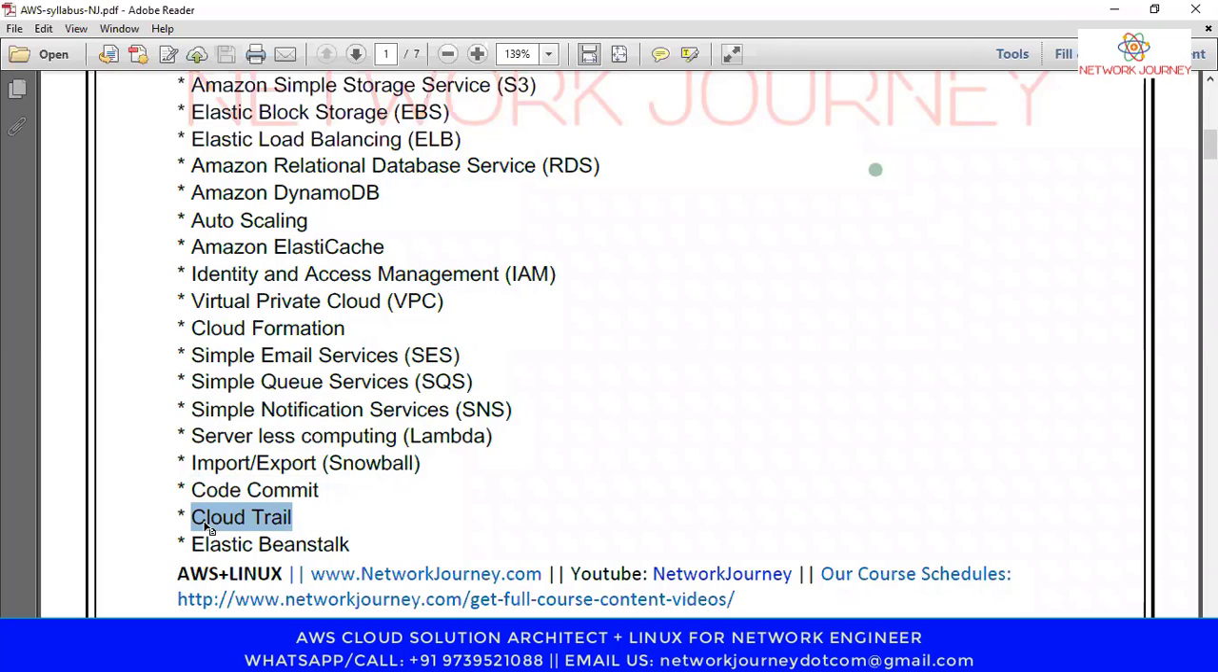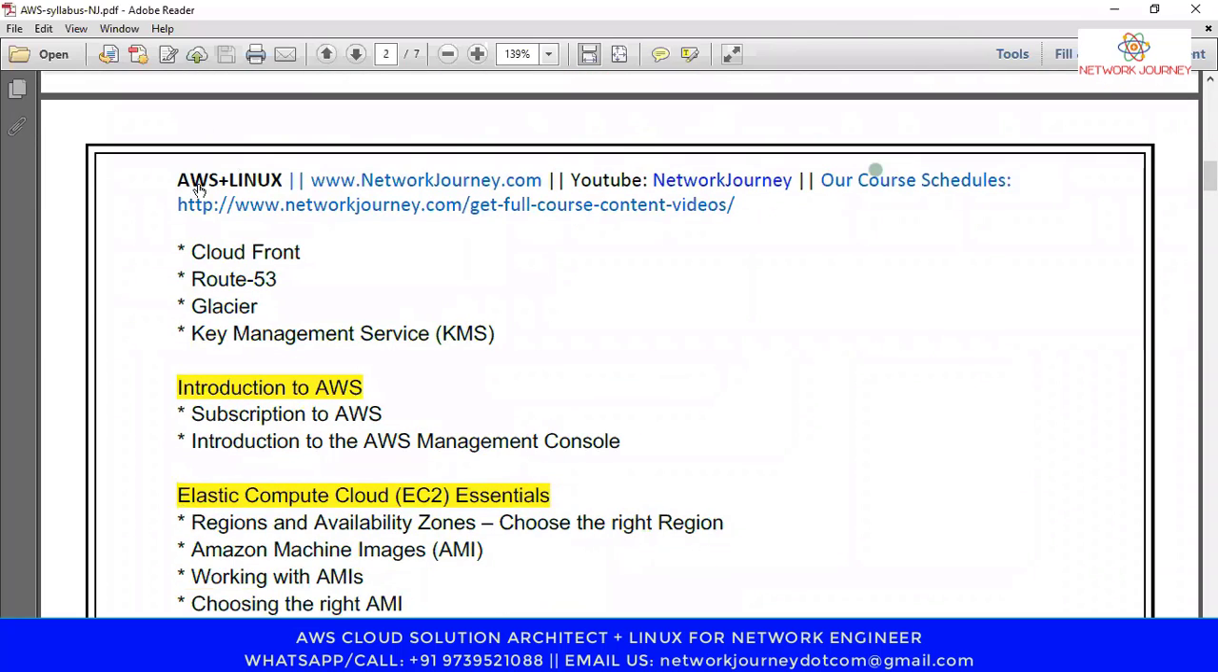Next to that, Elastic Beanstalk. This Elastic Beanstalk is a kind of PaaS, platform as a service. I'll explain what platform as a service is in detail in the introduction class. Then you can come to know what EBS, Elastic Beanstalk, is. Next to that, CloudFront. CloudFront is a kind of CDN, a content delivery network. Those things you can get in CloudFront actually.